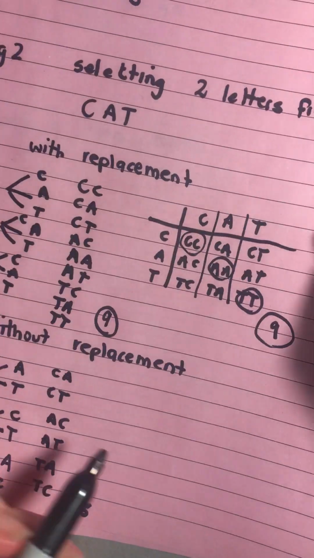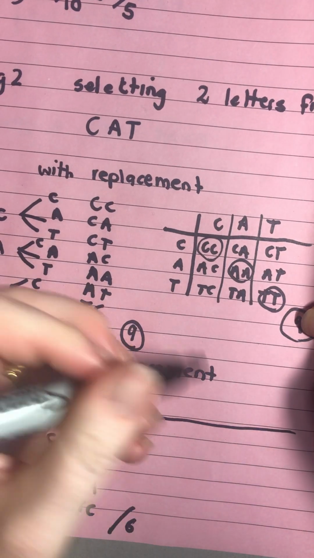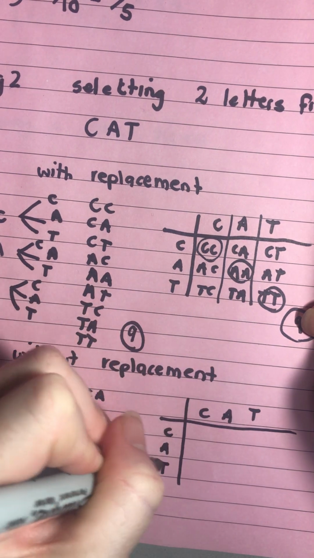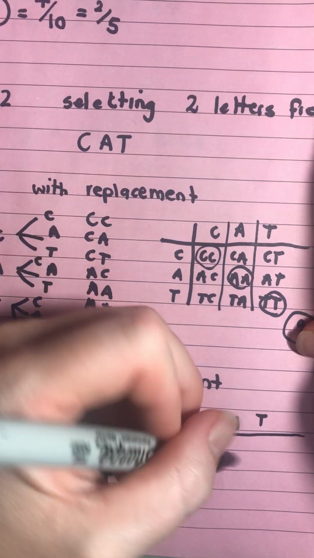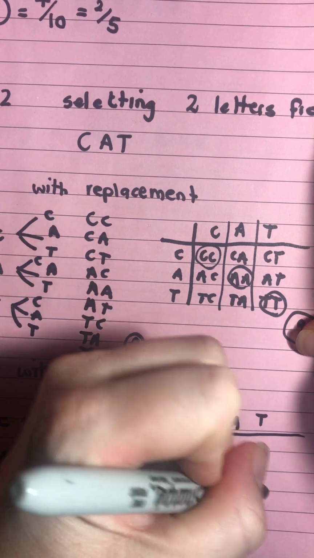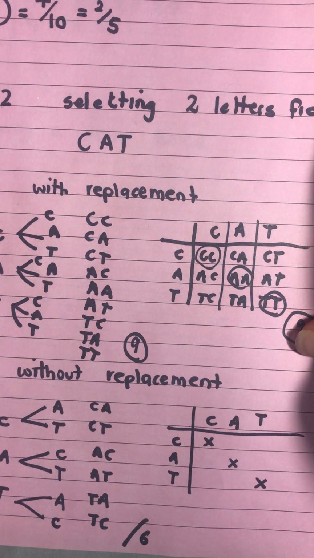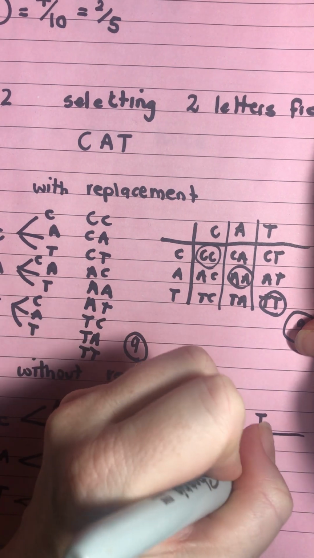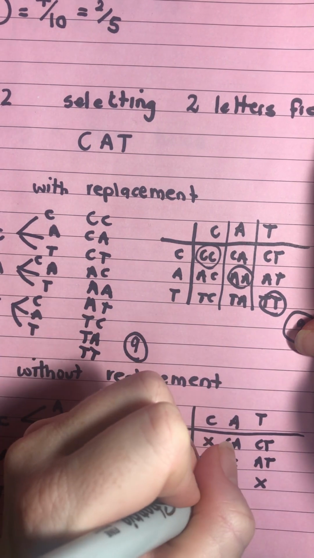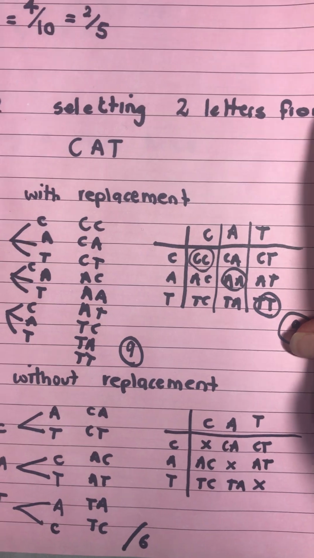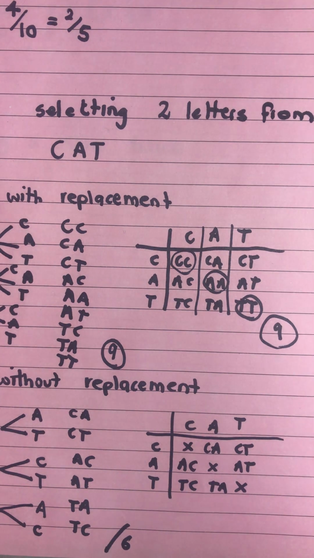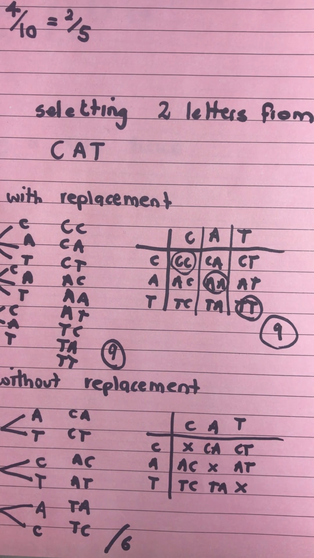We could also draw that table. But what you'll notice is when you draw that, you can't have a CC, an AA, or a TT, so we put a cross there. And then we have CA, CT, AC, AT, TC, and TA there. So if you were asked the question like we talked about up here of what's the probability of getting 2 letters the same, you can't get that. So that would be 0 out of 6 or 0 as your answer.